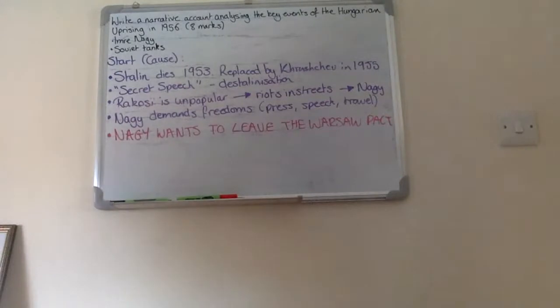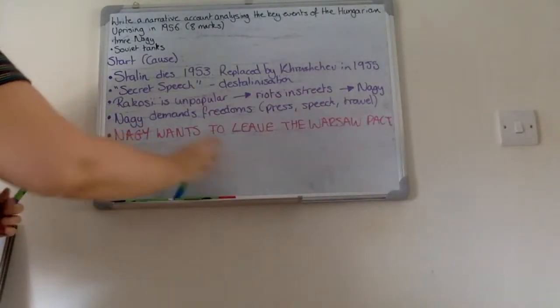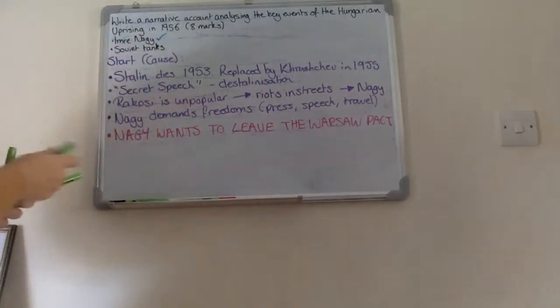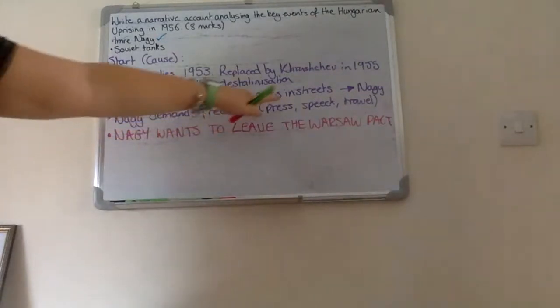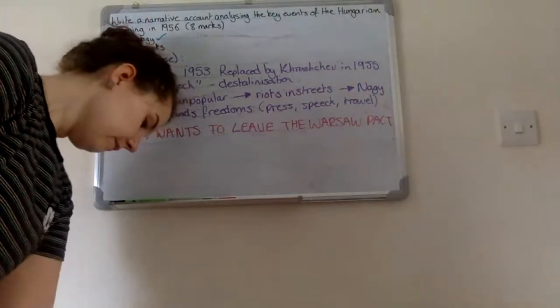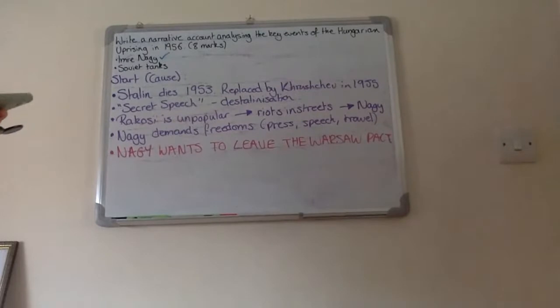Okay. Now we have actually already ticked off one of our bullet points, because we've talked about Nagy, we've talked about how he wants freedoms and he wants to leave the Warsaw Pact. I'm going to take a photo of this while you look at it so that you can use it in your narrative accounts, and I will pop it onto Teams for you.